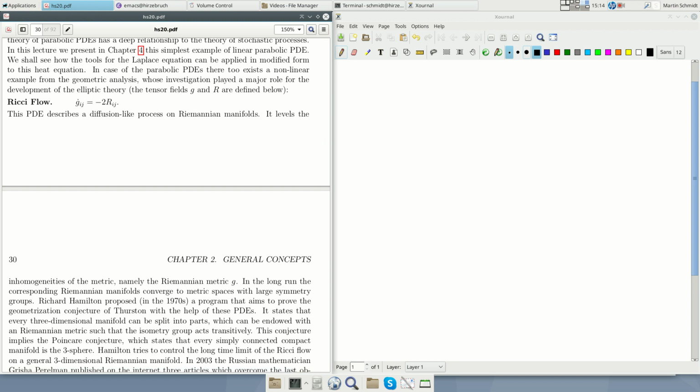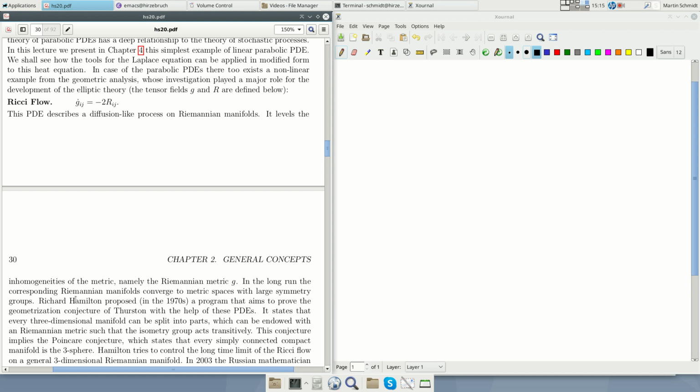And an important conjecture, whose solution the AMS set a prize of $1 million. This is the so-called Poincaré conjecture. It says that the only simply connected free manifold is the sphere, the three-dimensional sphere.